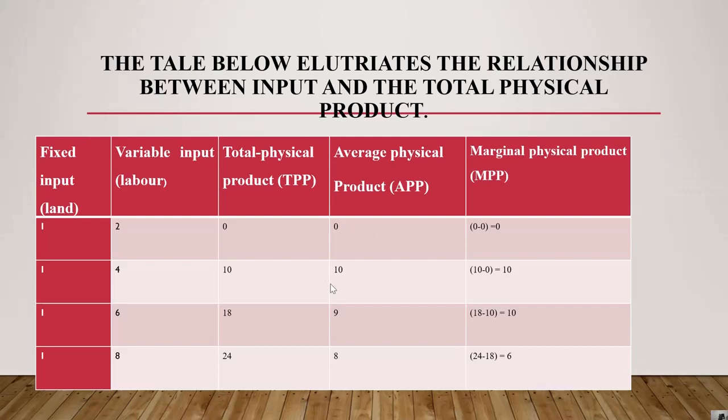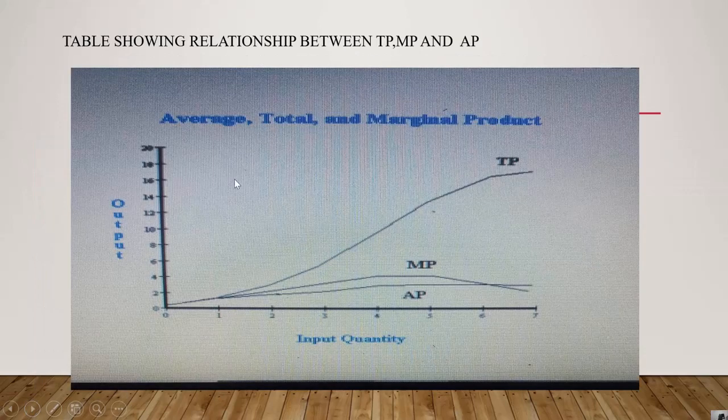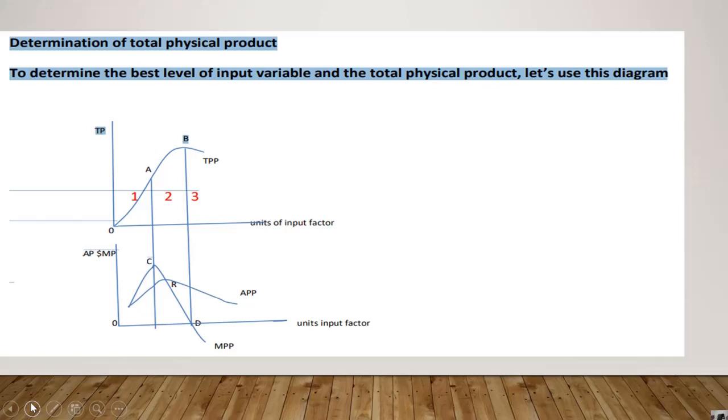All right, let's look at this graph to see how the relationship is. This graph shows the relationship between total physical product, marginal physical product, and average physical product. When you look at it, you see the gradual increases in total physical product compared to marginal, and marginal also playing a little bit higher than the average product. The next slide makes the relationship clear, and we are talking about the determination of total product.